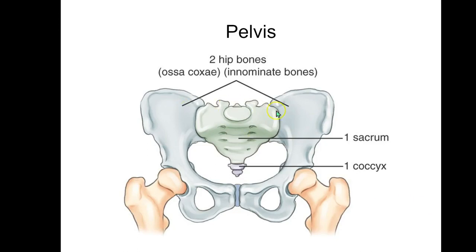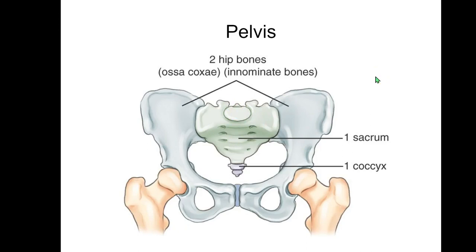So you have 2 hip bones. These are also called ossa coxae or innominate bones. You also have the sacrum and a coccyx. So these 4 bones make up a pelvis. Okay? Of course, the sacrum connects superiorly with the 5th lumbar vertebra right here. So again, the pelvis connects the vertebral column to the lower extremities. And that connection between L5 and the sacrum forms the L5-S1 joint space.